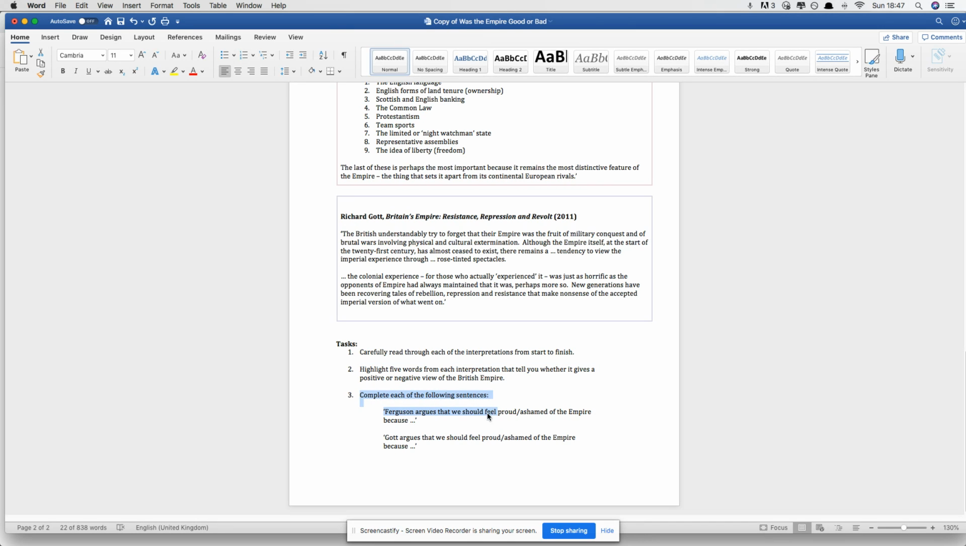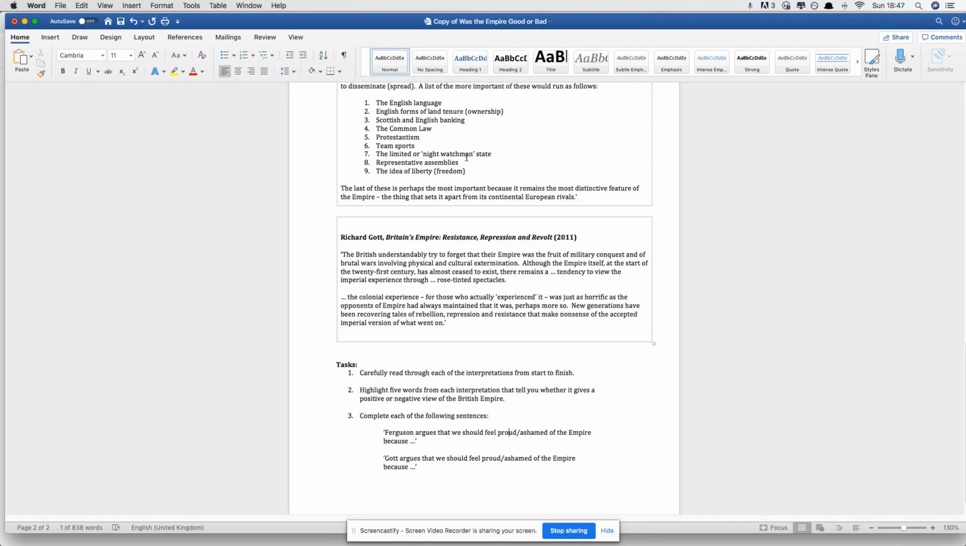And then the last one is to complete these sentences. Ferguson argues that we should be proud or ashamed of the empire because, and you just cross out the word that isn't relevant. So Ferguson might say we should be proud of the British Empire because he says, tell me, what does he say in his book that makes us proud?